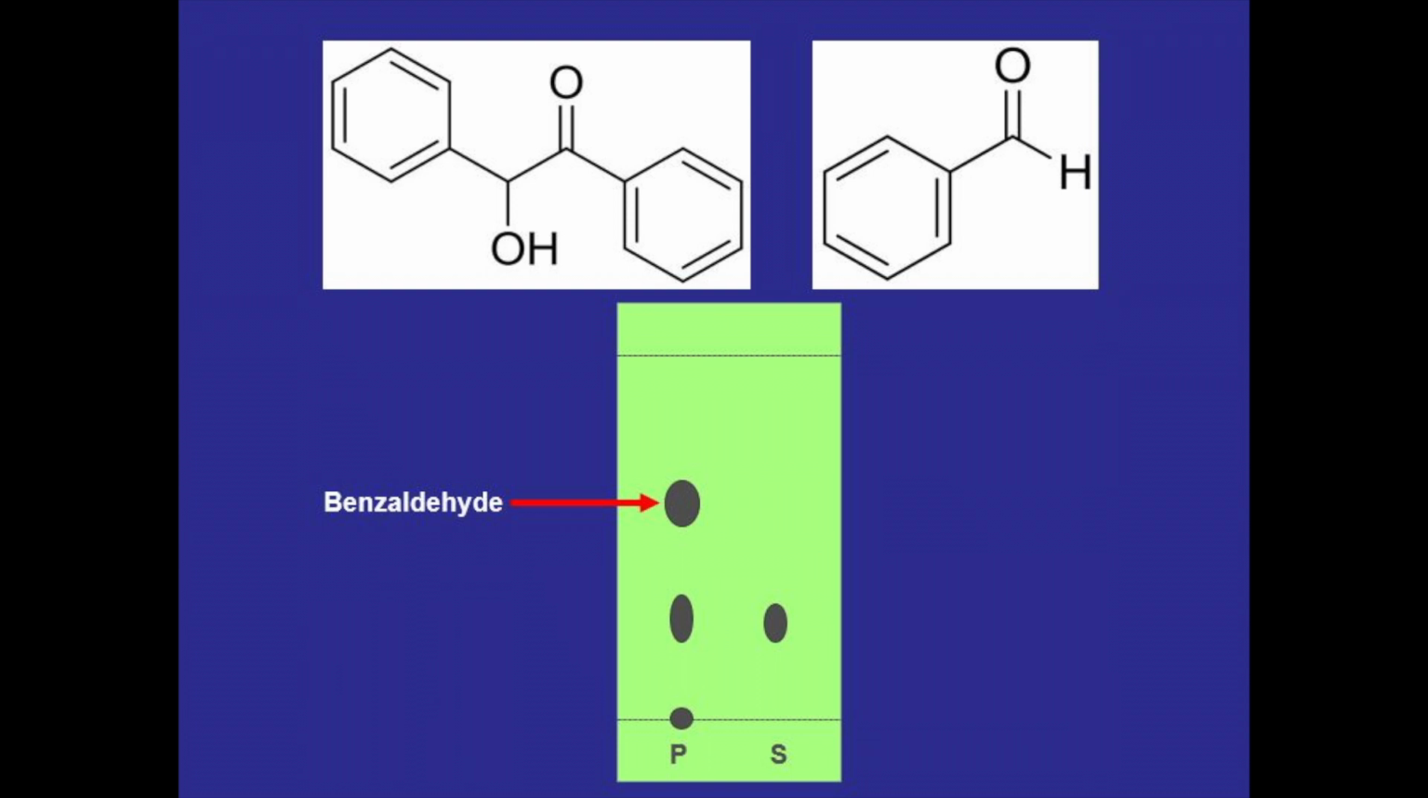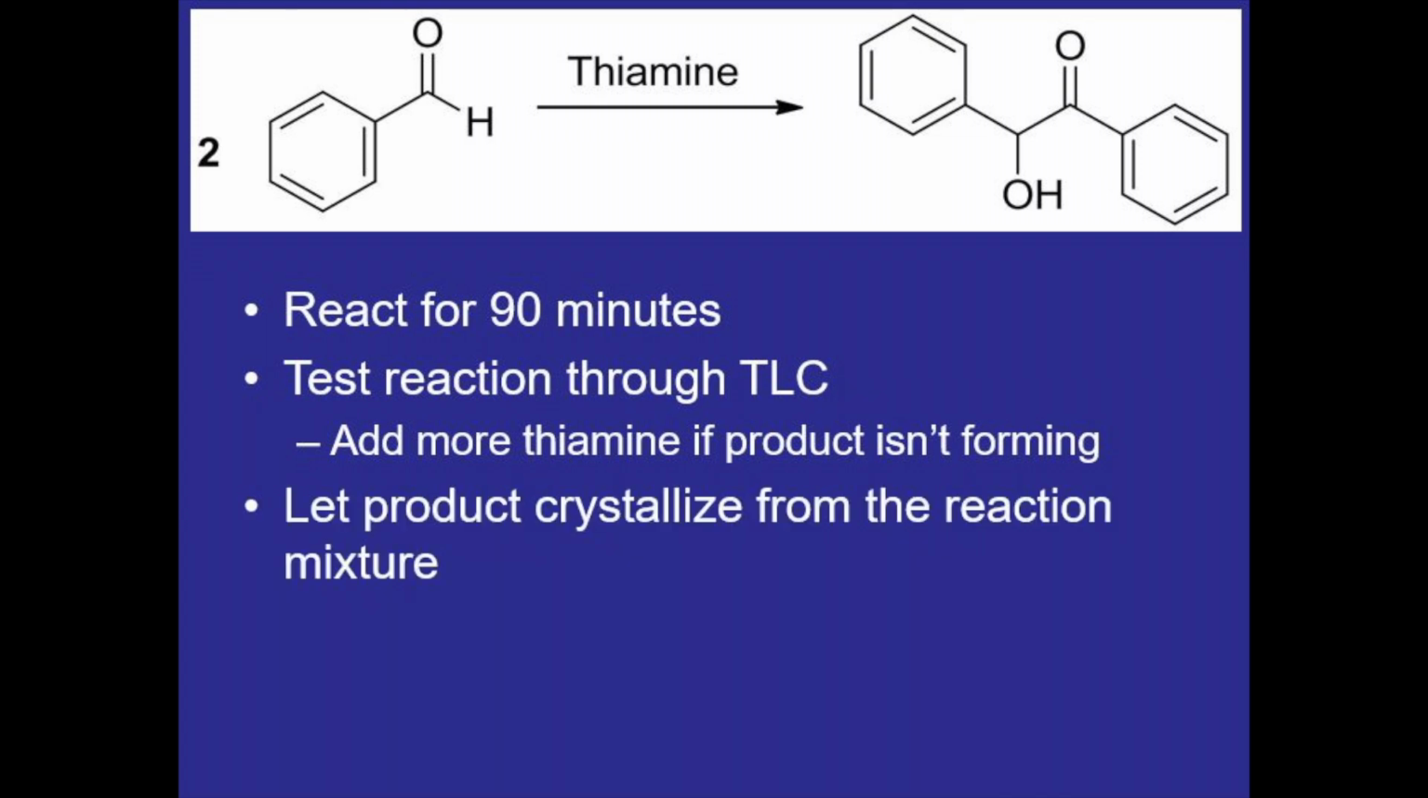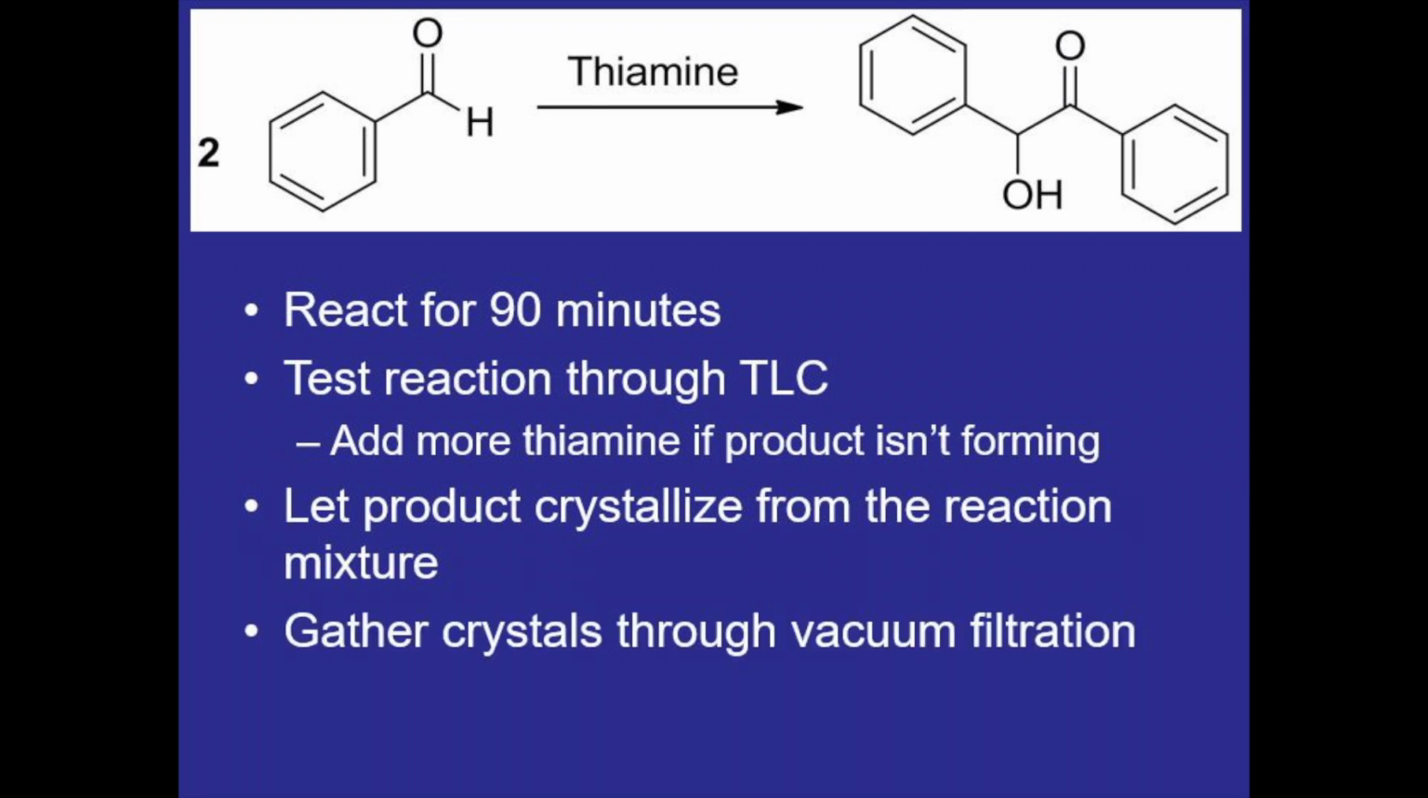If the TLC plate does end up looking like this, where there is more benzaldehyde reagent than benzoin product forming, then we can simply add some more thiamine and let the reaction continue. Once the 90 minutes have passed, we'll let the product crystallize out of the reaction mixture and gather those crystals through vacuum filtration. At that point, we'll rinse that solid with cold 50% ethanol, which is to help remove any of the benzaldehyde that would have been left over from the reaction.